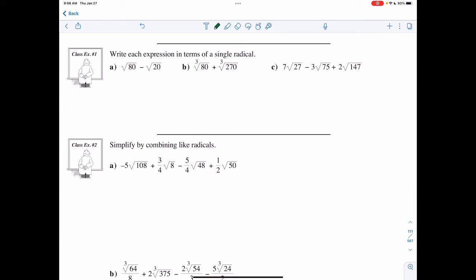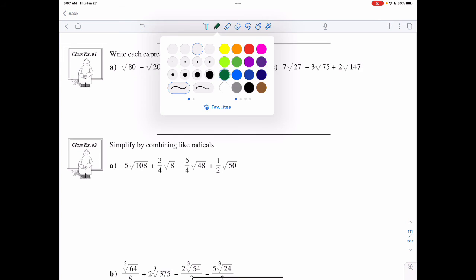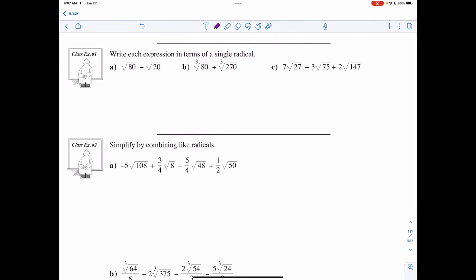So if I'm writing an expression in terms of a single radical, the first step is you have to be able to simplify every radical that exists. You're going to simplify it as far as it will go. So the square root of 80 minus the square root of 20: the square root of 80 is 4 root 5, minus the square root of 20, which is 2 root 5.